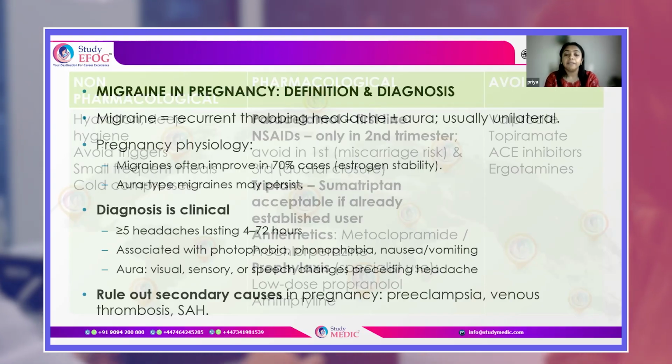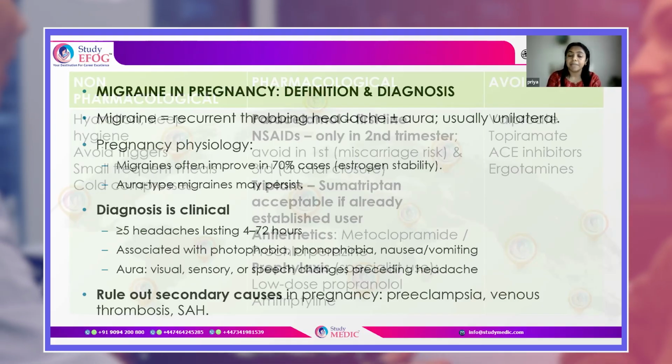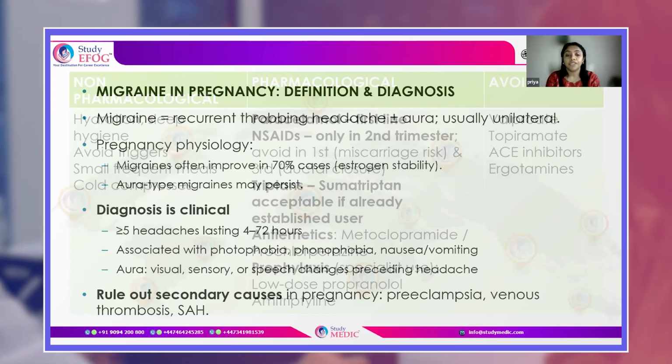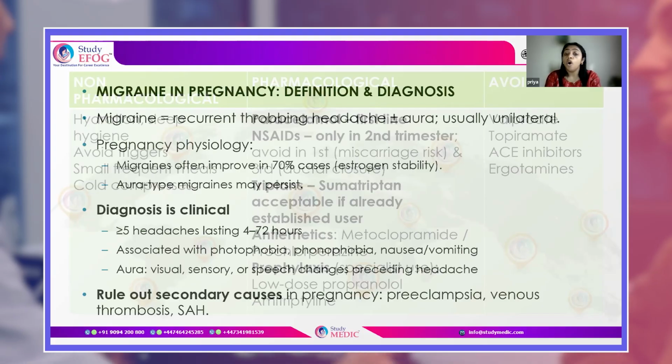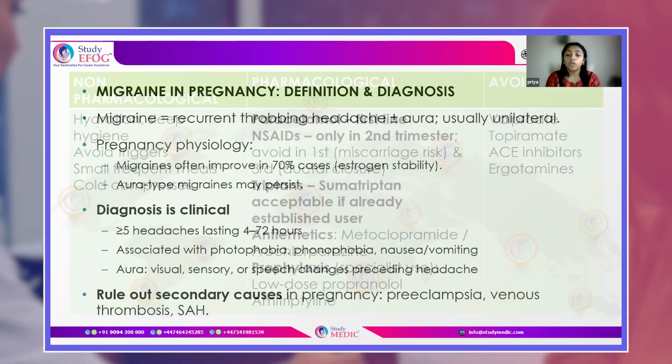First trimester we avoid it because it has a small risk of miscarriage, and in the third trimester it can lead to premature closure of the ductus. Triptans, sumatriptan, are acceptable if the user is already taking it. But generally, we do not start off with a new dose of sumatriptan in pregnancy.